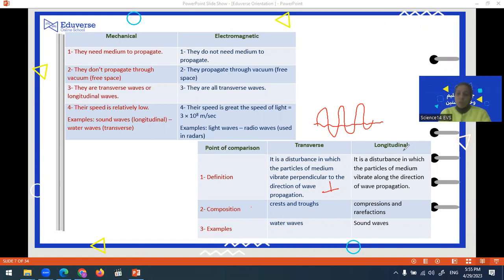So let's talk about the longitudinal wave. The longitudinal wave is also a disturbance in which the particles of a medium vibrate along the direction of the wave propagation, which is like this, for example, the line of the wave propagation, and the particles also will move in this direction along the line of propagation of the wave. They are composed of compressions and rarefactions. Okay, examples, the sound waves.